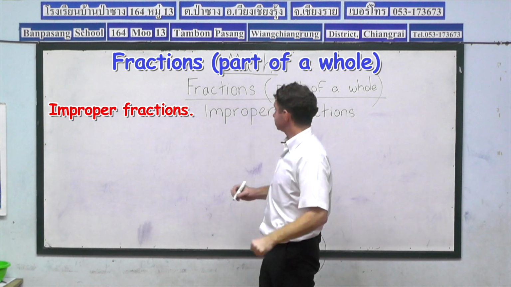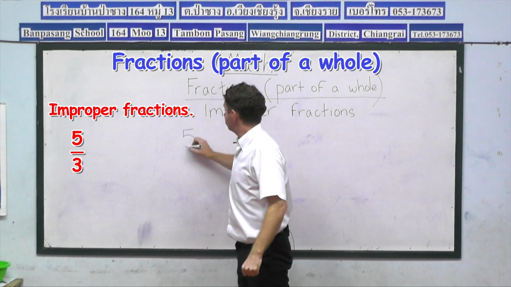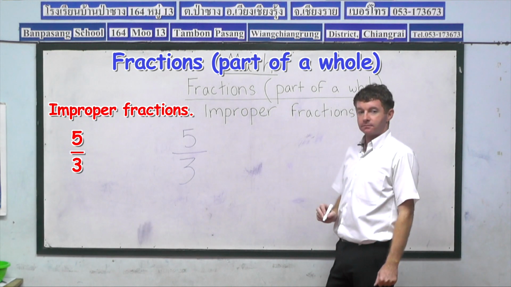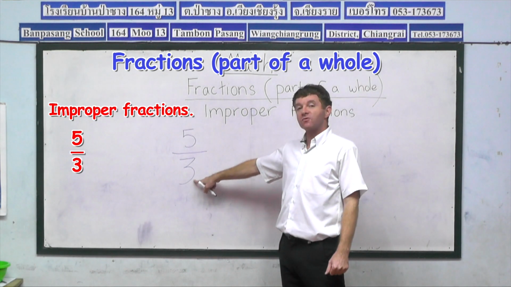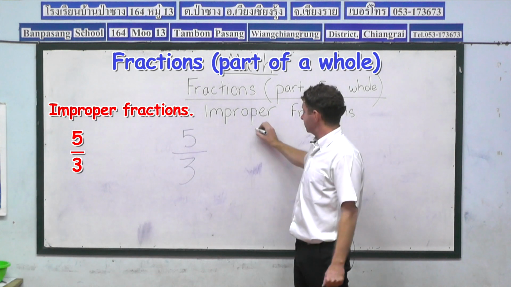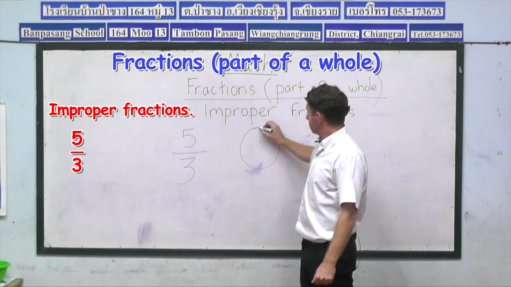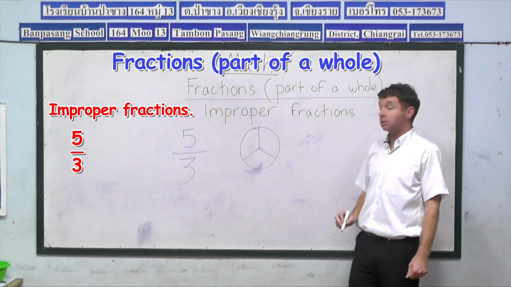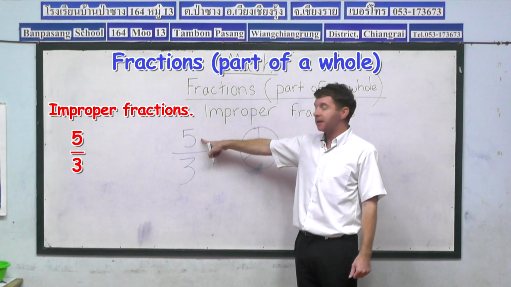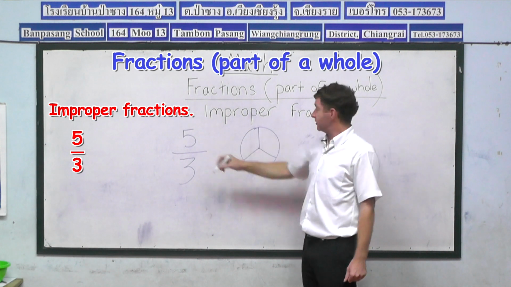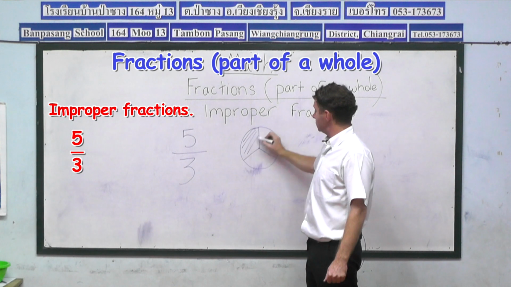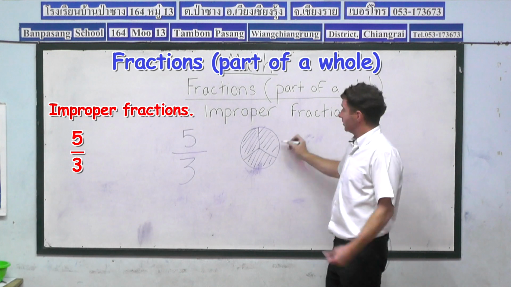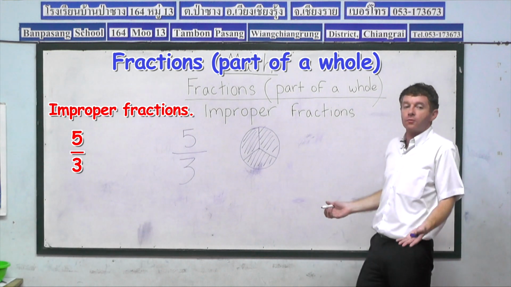For example, 5/3. So how many parts to the whole, guys? Three. Okay, so let's draw a circle with three parts. Okay, so we have the whole, which is three parts. But how many parts do we need in total? Five. So therefore, we have to go 1, 2, 3. But that's not enough. What do we need to do next?